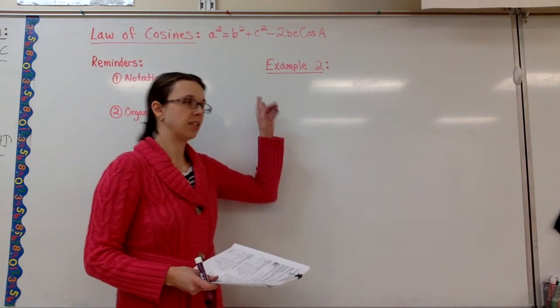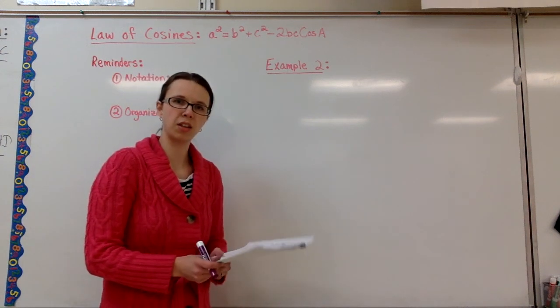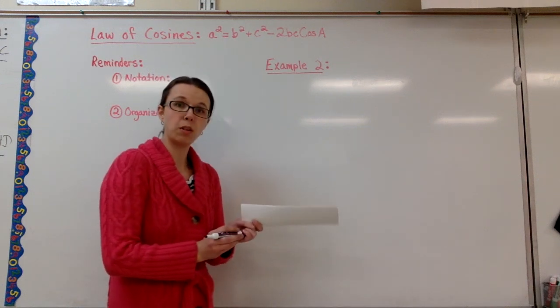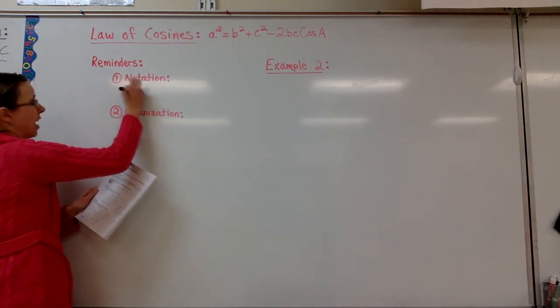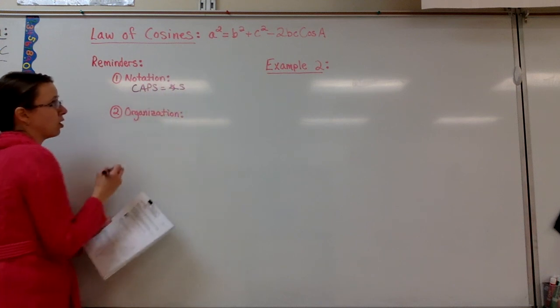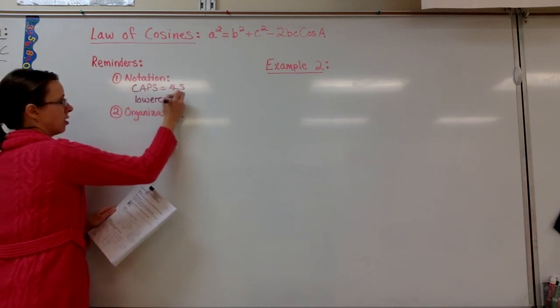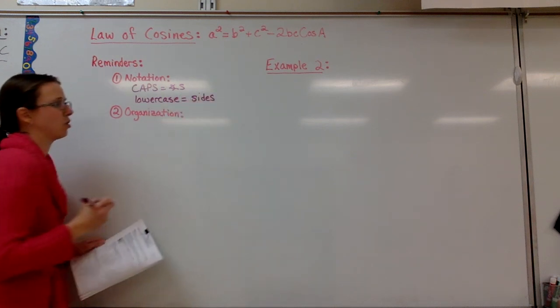Before we get started with example 2 from your textbook, I want to just give you a couple of reminders that I think are important to keep in mind about the law of cosines. So what we want to do is remember about notation that the capital letters mean that we're referring to angles and that our lowercase letters refer to our sides. Okay, so just remember that.